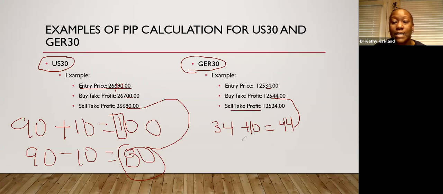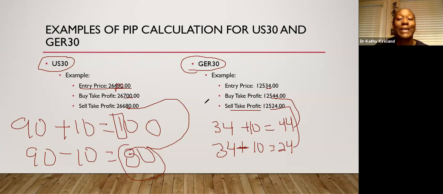You're doing a sell take profit. You're going to go back to the entry price. That's your 34, which is the first and second number before the decimal place. You're going to subtract 10. That's going to give you 24. And then you'll take that and place it in the first and second slot before the decimal place, giving you a sell take profit of 12542.00. And that is how you calculate GER US 30 and GER 30 and US 30.